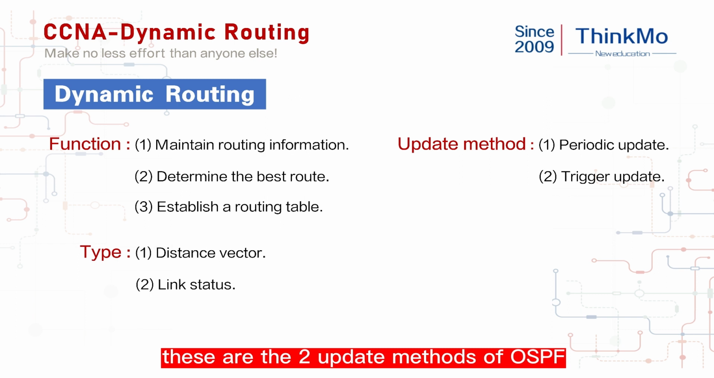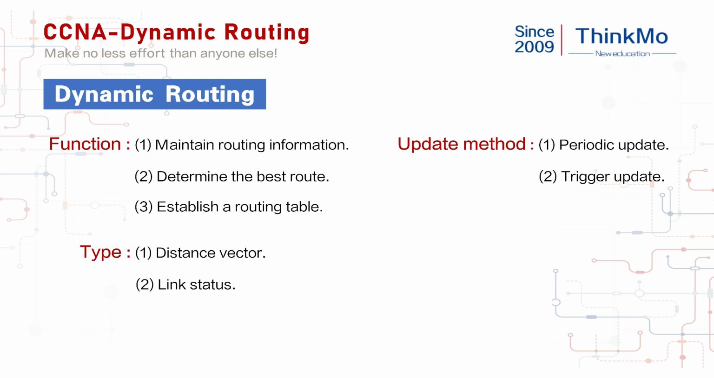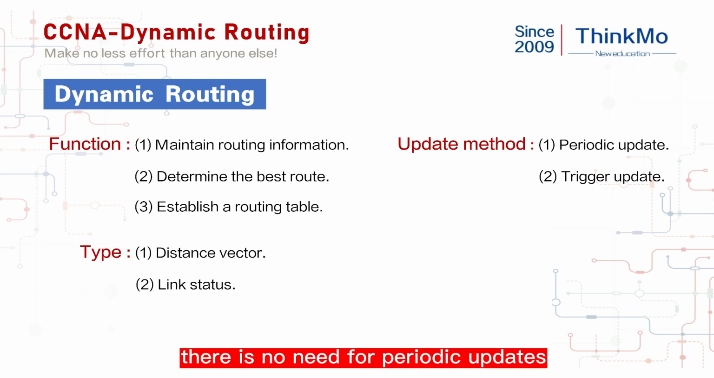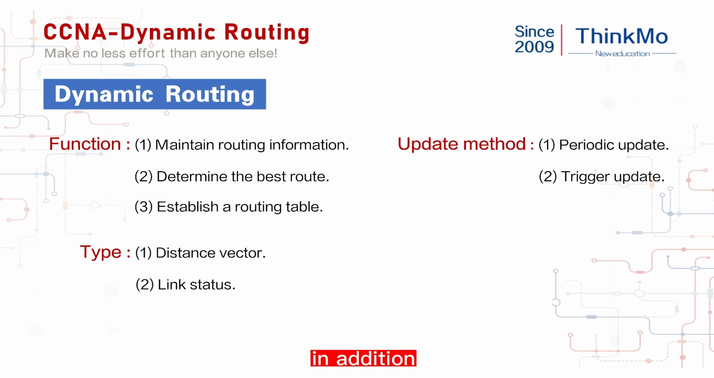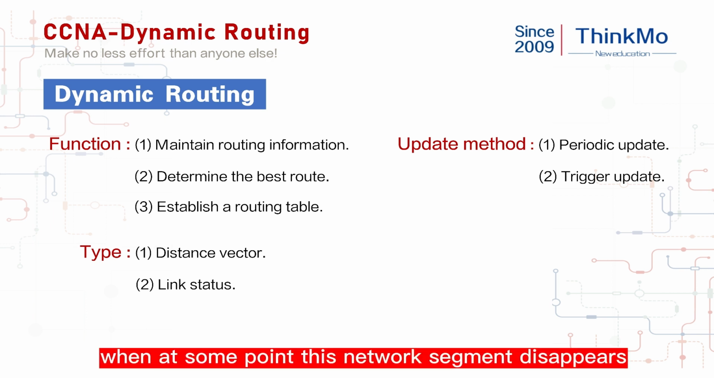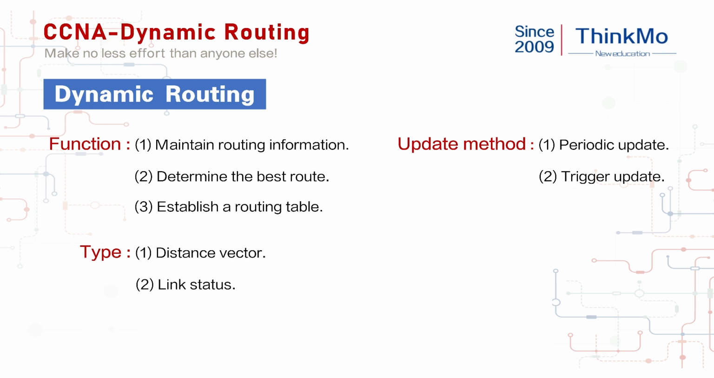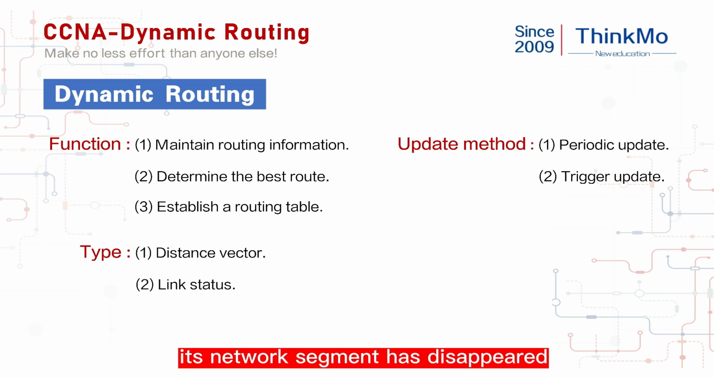These are the two update methods of OSPF. Then, for EIGRP, there are only triggered updates, no periodic updates, because in fact there is no need for periodic updates. In addition, when at some point a network segment disappears, the device will immediately tell other devices that its network segment has disappeared.